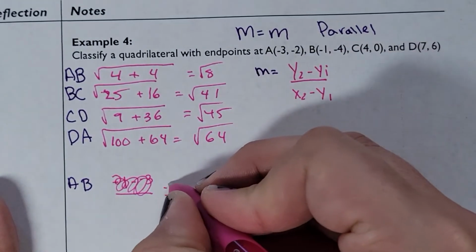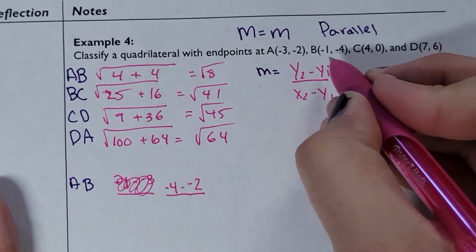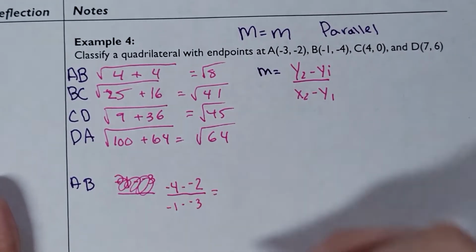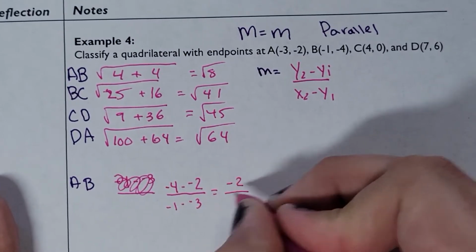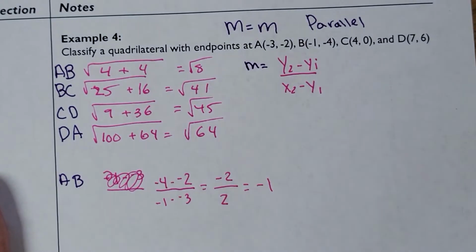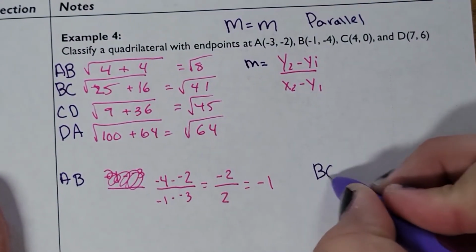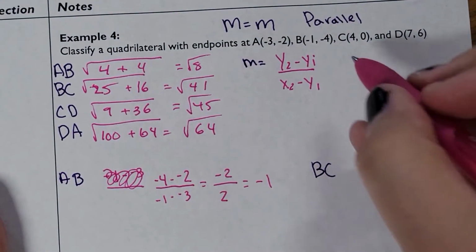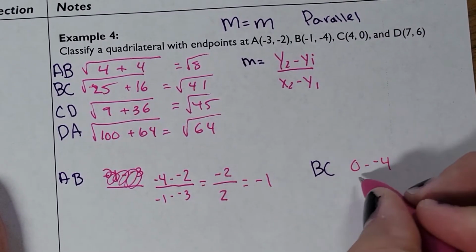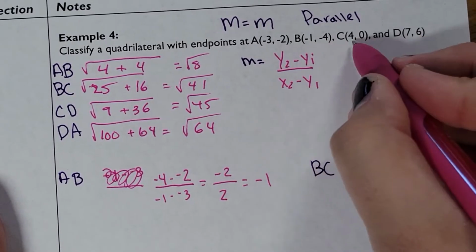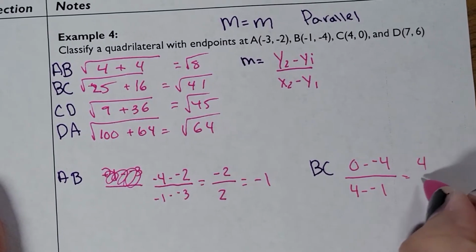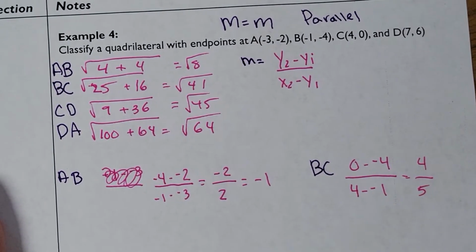-4 minus -2 over -1 minus -3. So that's going to be -4 plus 2, which is -2, over -1 plus 3, which is +2. So -1 is the slope of A to B. B to C, we're going to go 0 minus -4 over, and then x2 minus x1, 4 minus -1. So this is going to give me 4, and this is going to give me 5, so I got 4/5.